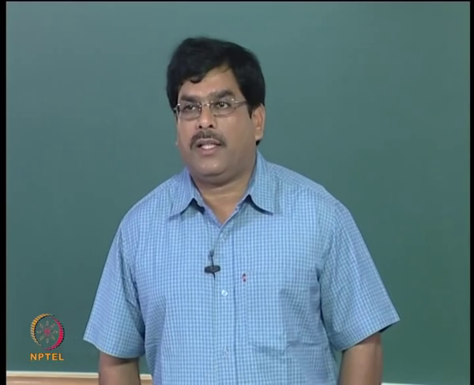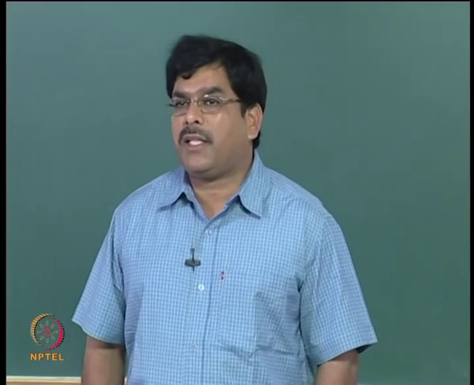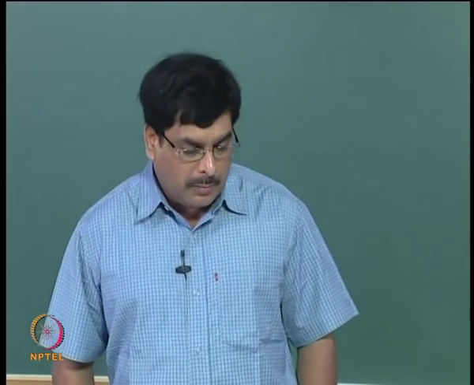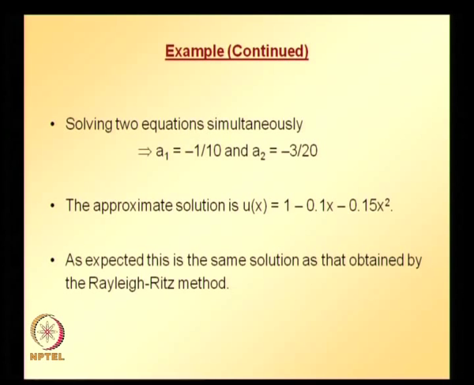And if you compare this solution, whatever you obtained using the modified Galerkin method, it is exactly the same as what you already obtained using the variational method or Rayleigh-Ritz method. This is expected, because if a particular problem can be solved using these 2 methods starting with the same order of trial solution, you will get exactly the same solution, if you do not commit any mistakes. This is one way of checking whether the procedure that you adopted is correct or not.